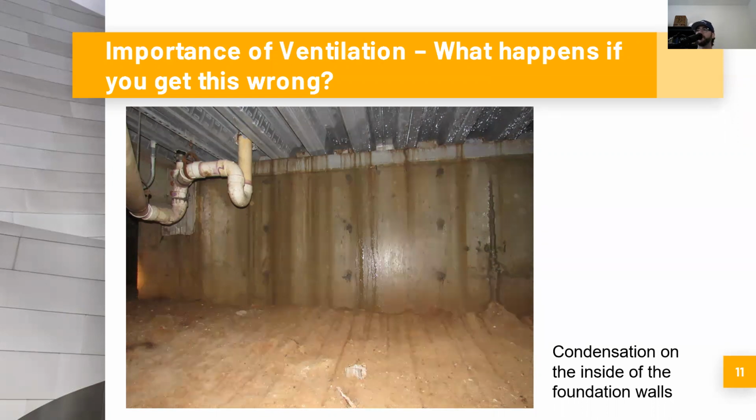This sort of condition can negatively affect the systems that are in the crawl space. You can see some corrosion on the pipe hanger right there. Obviously those penetrations as well through the floor. You're going to get increased humidity pushing through the floor system, potentially negatively affecting the space above.